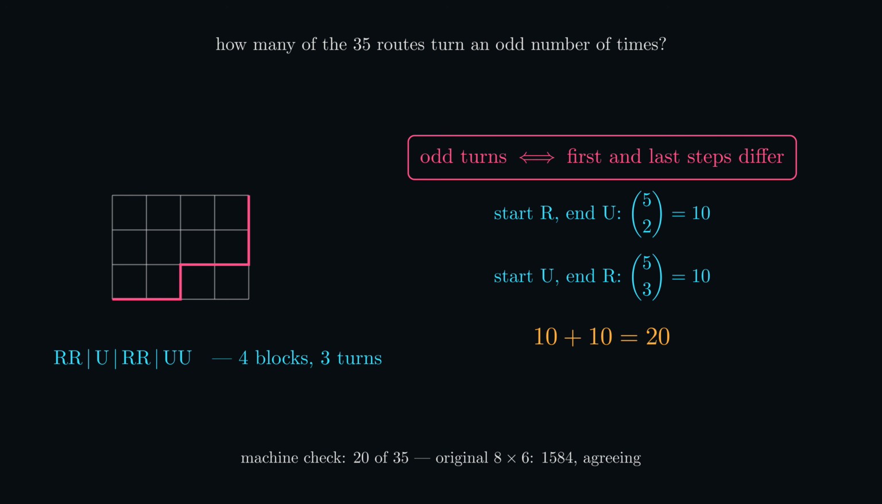Now the count is easy. First step R, last step U. The middle is a free route on a smaller grid, 10 ways. First U, last R, 10 more. 20 routes. And the machine, checking all 35 words one by one, finds exactly 20 with an odd number of turns. The original version asks this on an 8 by 6 grid. The same translation gives 1584, a enumeration again agreeing.